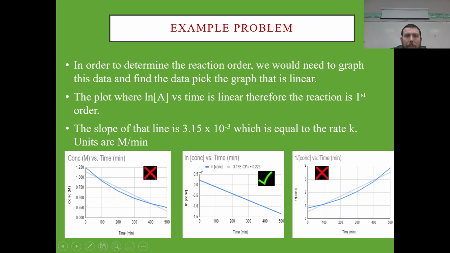When we do that, we get that the slope of the line is 3.15 times 10 to the negative 3rd, which is going to be equal to our rate constant. Now, because it's 1st order, we should understand that the units there should be inverse time. Looking at this, the units here should be minutes inverse. That's going to be the units for k.